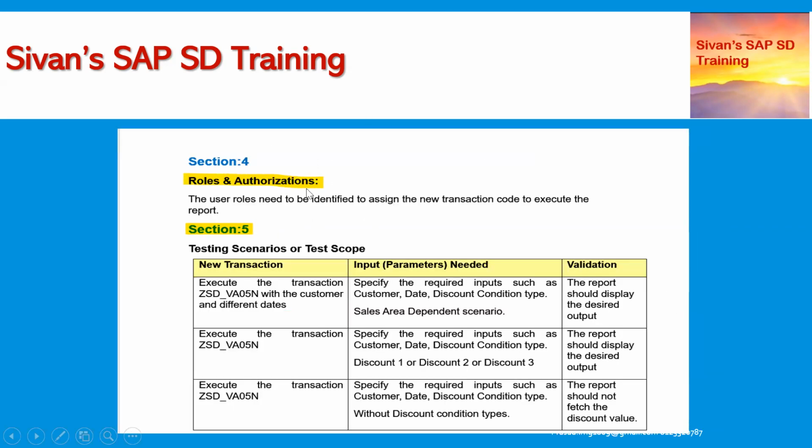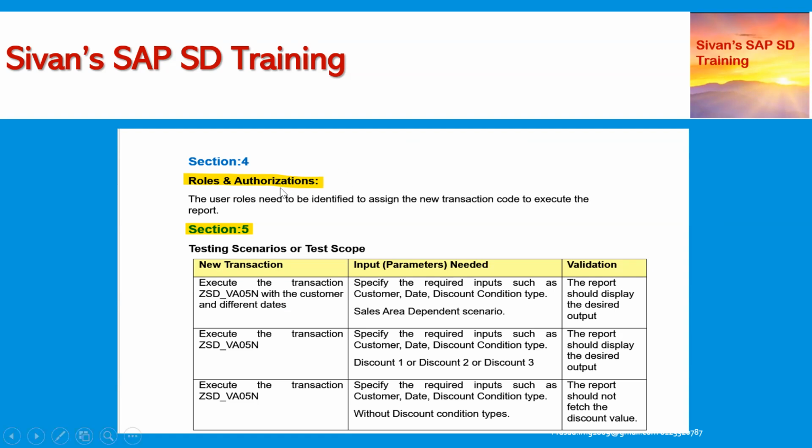And section 4, roles and authorizations. For this new change, if any authorizations are required, for example, if access to these condition types is not there for some of the users, then we have to provide the access to them. For example, if a new condition type has to be created, always remember the VK11 transaction to maintain the pricing condition record for that particular condition type in real time, especially for the clients. Along with the condition type, they will also provide the VK11 access.